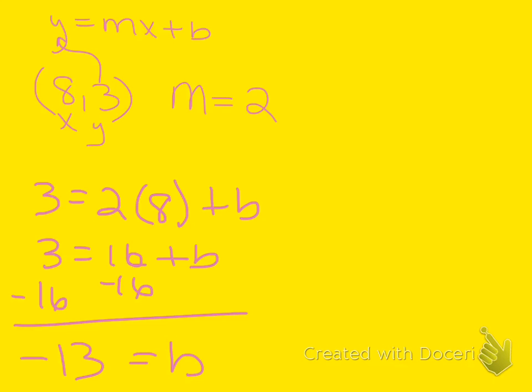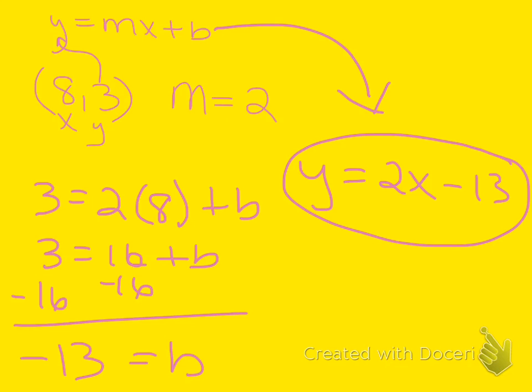Right. Okay, so we know our slope. We know our y-intercept. That's not the answer. The answer is actually, what is the equation? So y equals mx plus b. Well, m is 2, x, and b is the negative 13. So y equals 2x minus 13 is the answer. Pretty straightforward. Let's do another one.